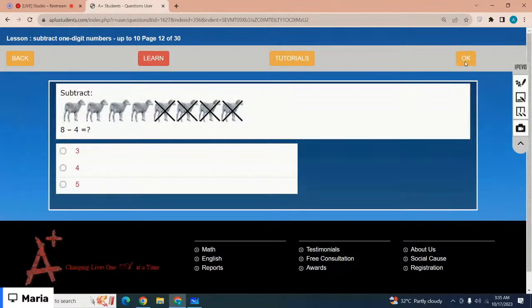Okay, 8 take away 4. So which is the correct option? You have to count the ones that are not crossed. So 8 take away 4 is 4. The correct option is 4. 8 take away 4 is 4.